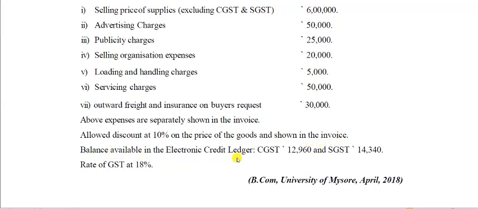Balance available in electronic credit ledger: CGST rupees 12,960, SGST rupees 13,430. Rate of GST is 18%. So what is the use of this? Once we compute the transaction value, we'll obviously have to go for output tax liability, and from output tax liability to find out GST payable, we'll use this data. We'll deduct the input tax credit available here from the output tax liability, and if there is anything remaining to be paid, we'll pay that to the government. So I think we can start with the solution.